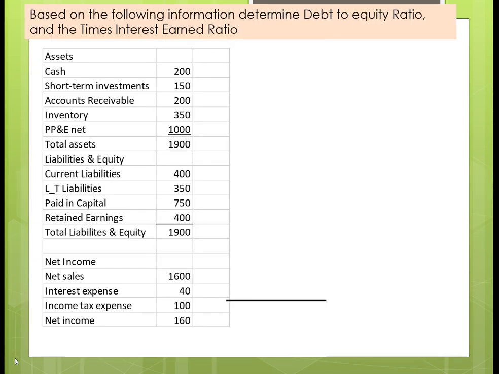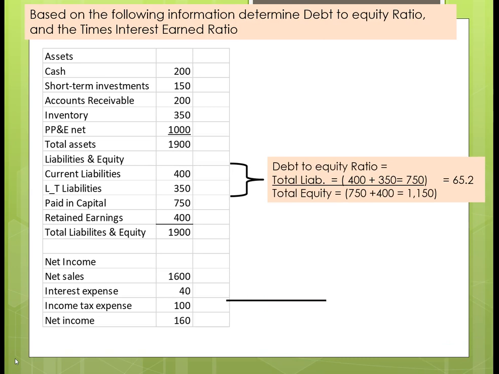So go back and look at our example. We're going to look at our current liabilities, and we're going to divide by our total equity, which is our 750 plus our 400, and we get 65.2. I think that's a little high in my opinion, but again, in order for us to judge it, we'd have to look at industry averages for that type of business.